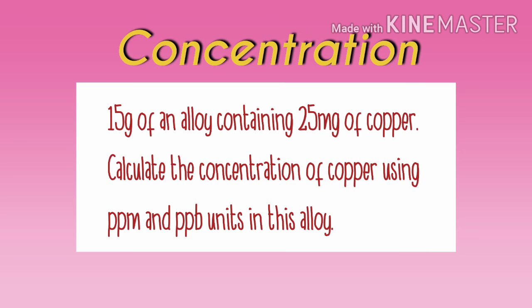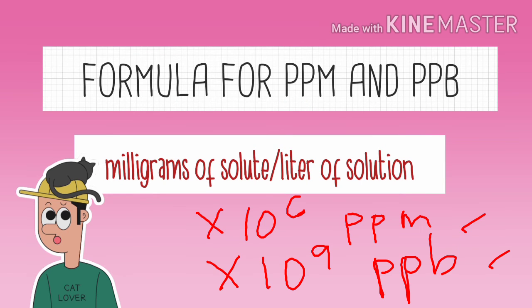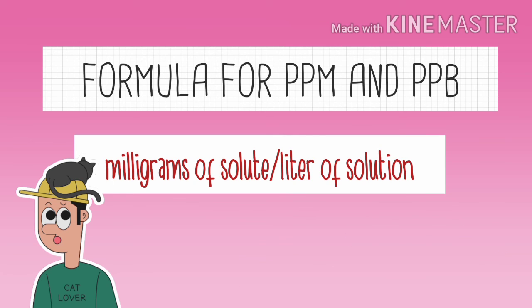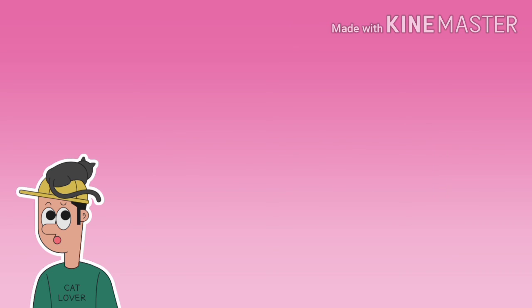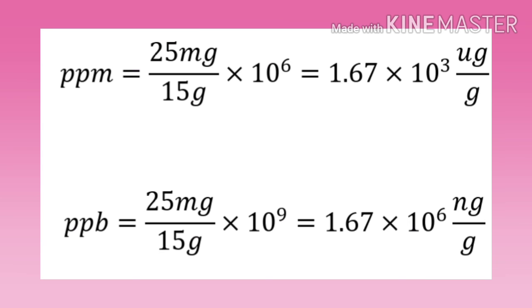To answer the problem, of course, we will be needing a formula. And now, our formula is milligrams of solute over liter of solution. Now that we have the formula, let us now answer what is being asked. As you can see here, to get the ppm, 25 milligram over 15 gram times 10 raised to 6 is equal to 1.67 times 10 raised to 3 microgram over gram. So that 1000 milligram is equivalent to 1 gram.